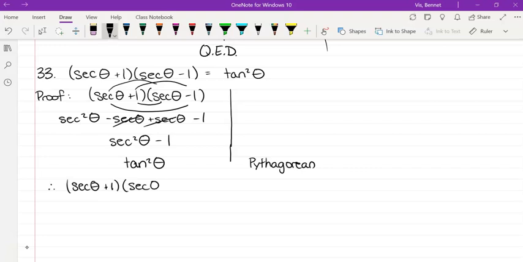Times secant theta minus 1 is tangent squared of theta, and that is what I wanted to demonstrate.